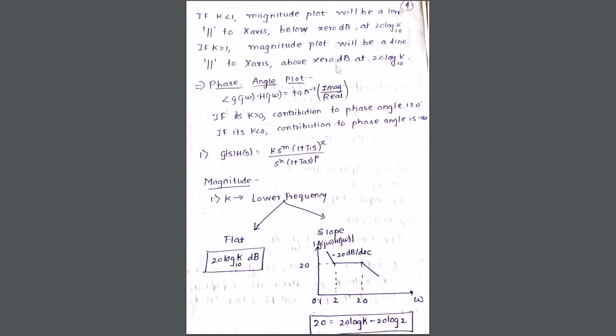Then we have the phase angle plot, in which we are finding the angle of G(jω) into H(jω), which is given as tan inverse of imaginary by real. I hope I am very clear to you. Where the K value is greater than 0, the phase angle is 0, and if the K value is smaller than 0, the contribution is minus 180 degrees. I hope I am very clear.